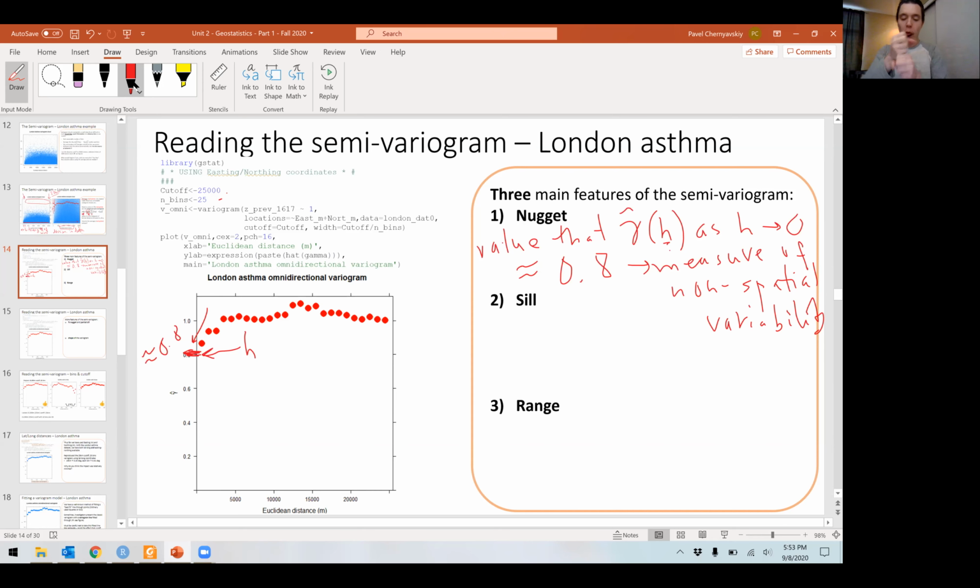The sill. The sill, formally speaking, is the maximum value attained by the variogram. Now, clearly the maximum values here are a little bit above 1. And this is, by the way, our estimate.